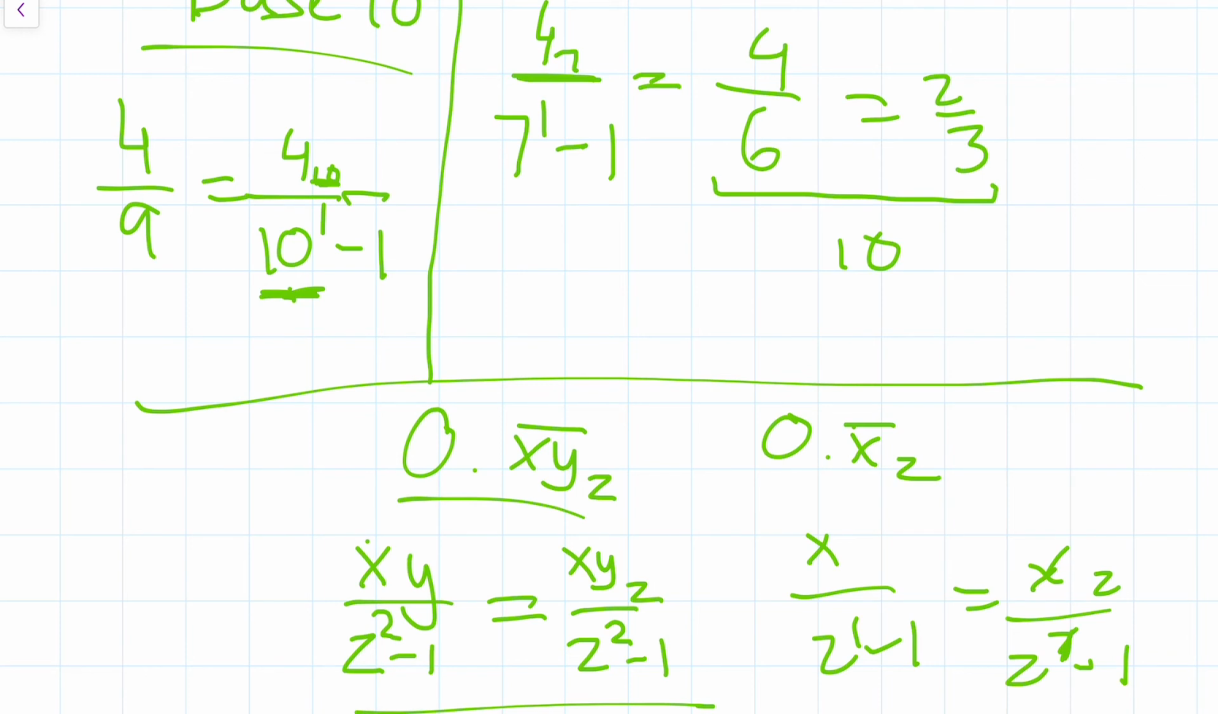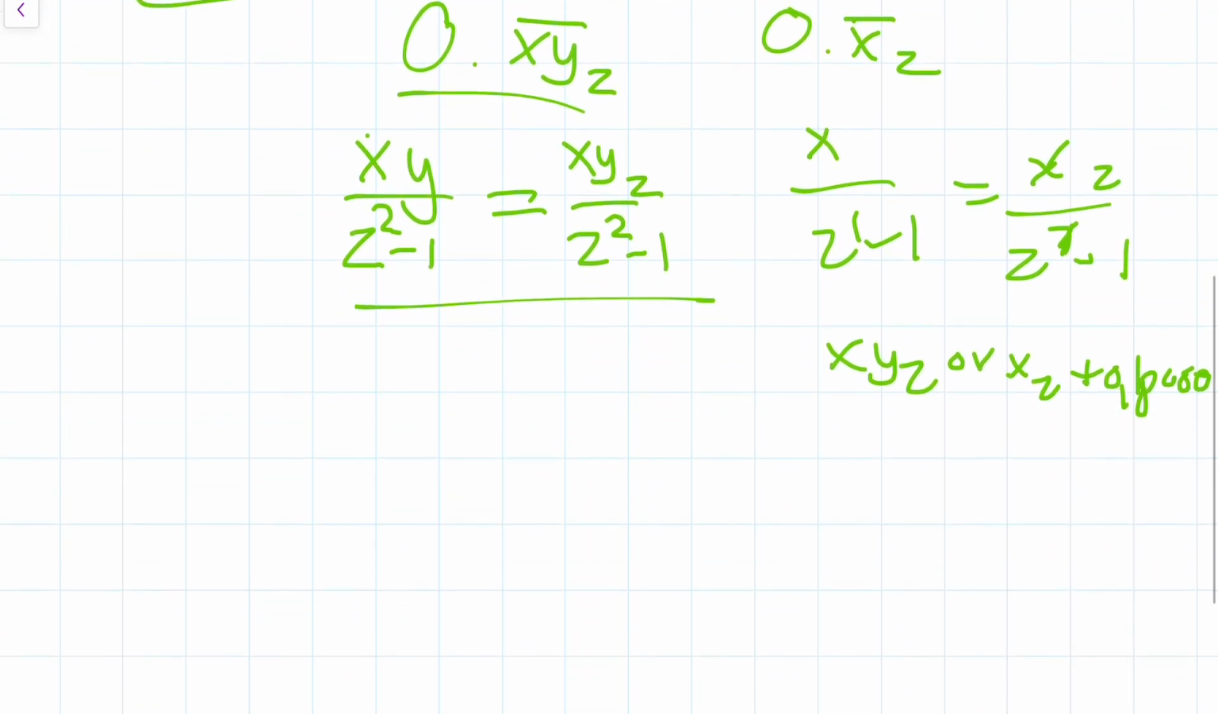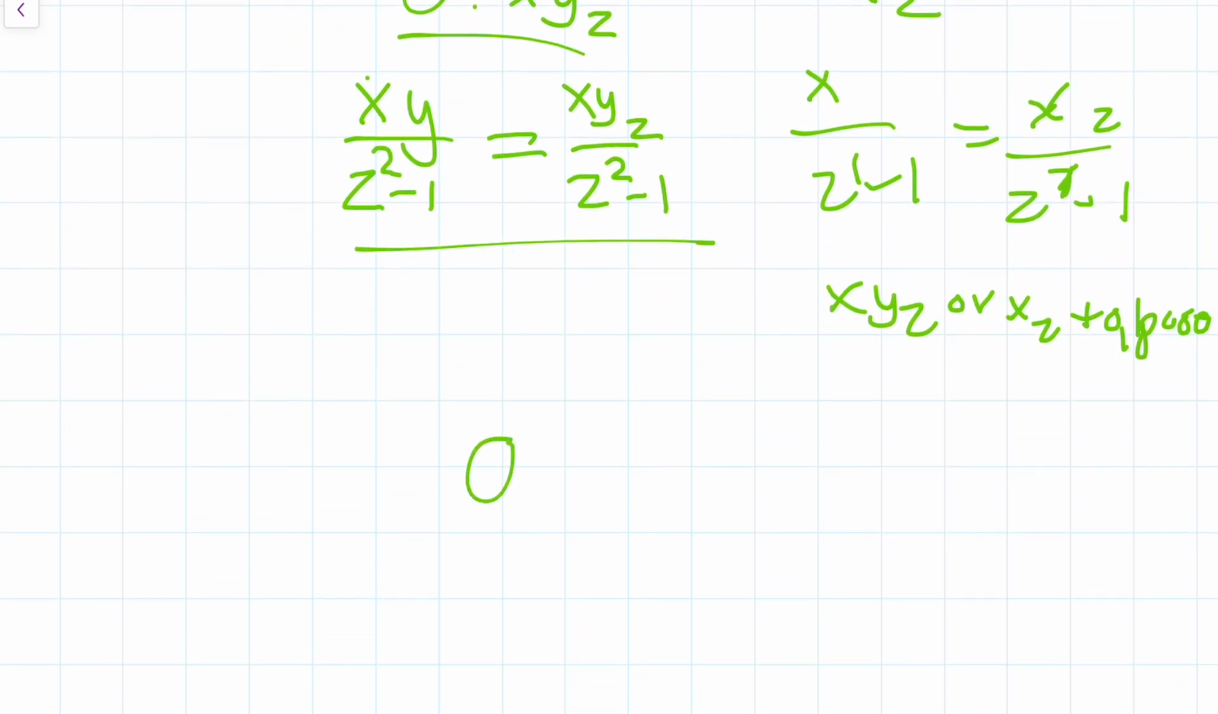Okay, let's move on to another problem. So you have 0.21, and this is repeating, and let's say it's in base 7 to base 10.